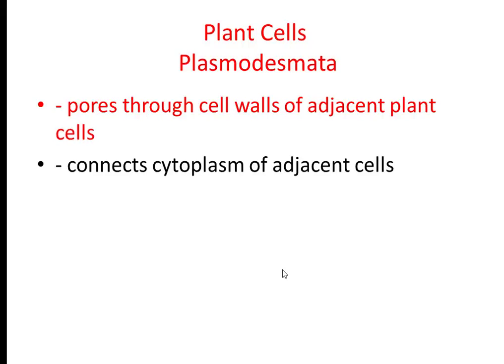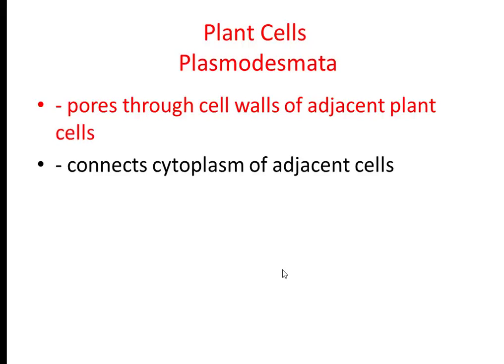And so here you have tiny pores that are going to go through the cell walls between adjacent plant cells. And what this does, it connects the cytoplasm of one cell into the cytoplasm of the next cell, and it allows small molecules to move from one cell to the next. Again, it acts as a means of communication between cells.